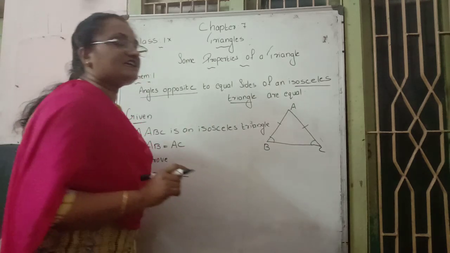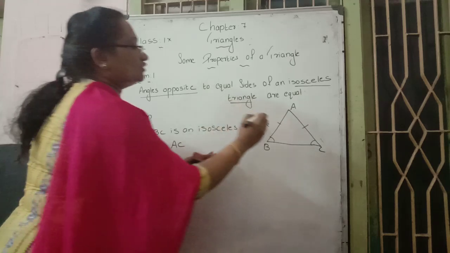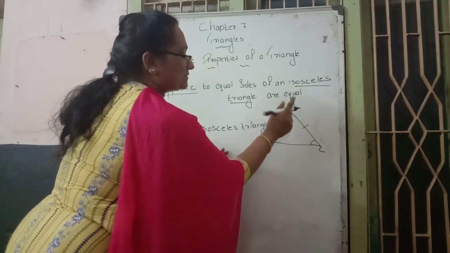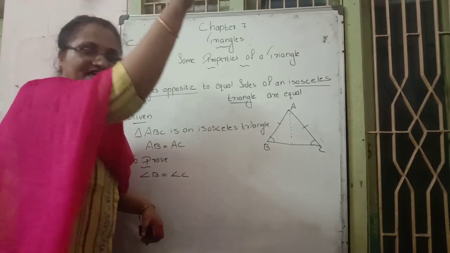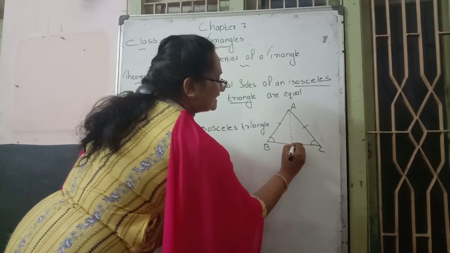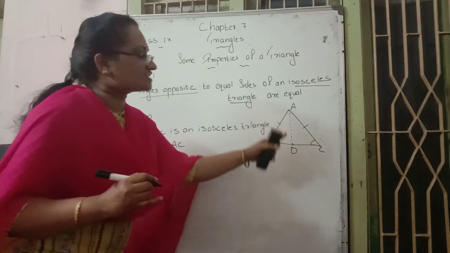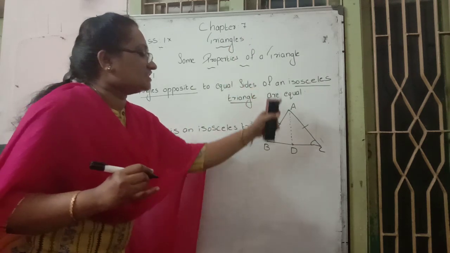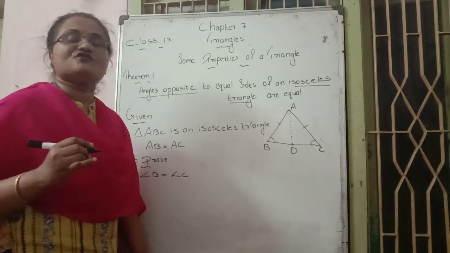To prove this, one extra construction is needed. Then only can we prove it. How to construct: from angle A, the vertex A, draw a perpendicular to the BC side. From angle A, draw a perpendicular to which side? The BC side, and mark the intersecting point with the alphabet D. So what construction work did we do here? We drew a perpendicular from angle A, it intersected the BC side, and we marked the intersecting point D.